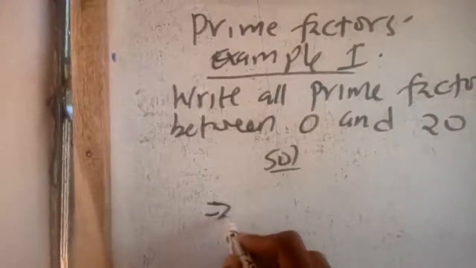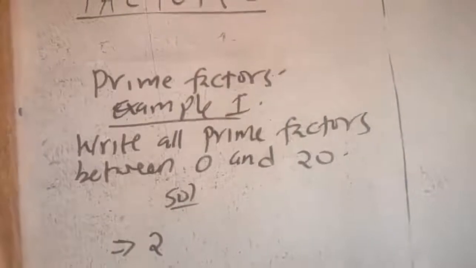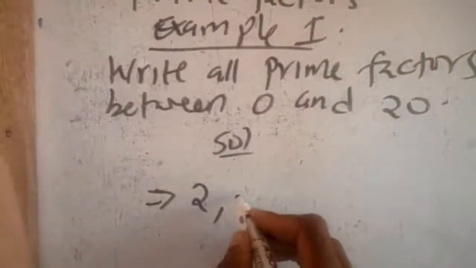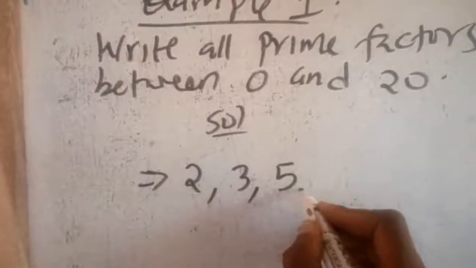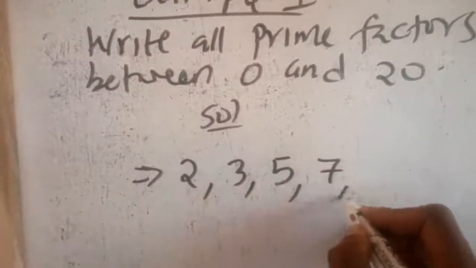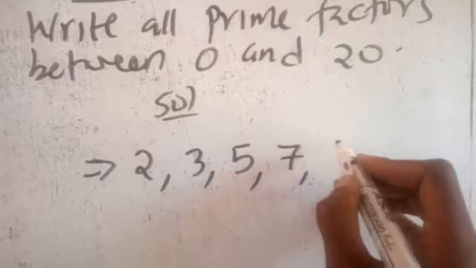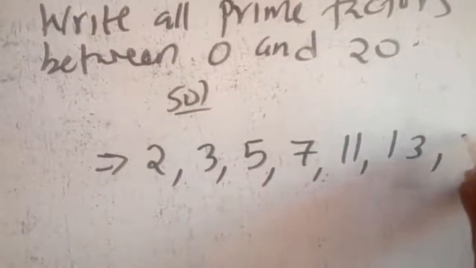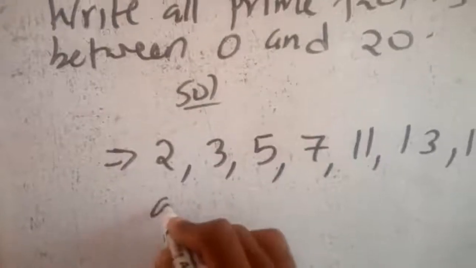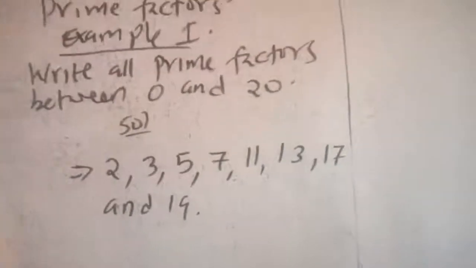The answer becomes, the first one is 2. The second one we have 3. The third one we have 5. The other one is 7. The next one, from 7 you are supposed to move to 11, then 13, then 17, and finally we are going to write 19 as the next one.